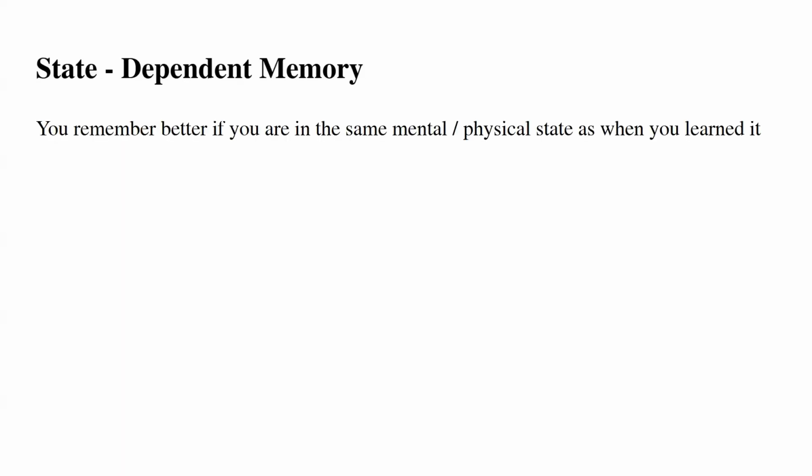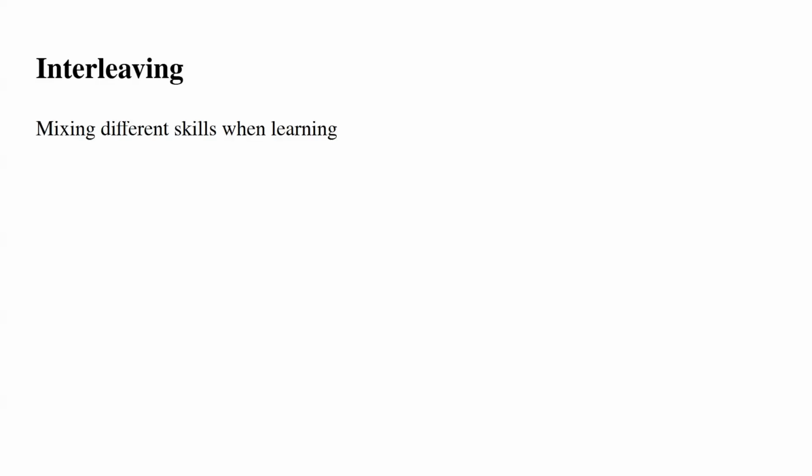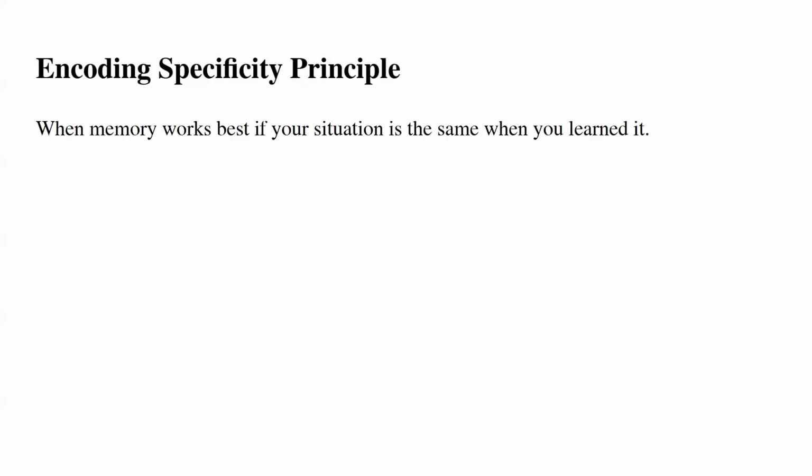State-dependent memory is when you remember better if you're in the same mental or physical state as when you learned it. Testing effect is when you remember better if you test yourself while learning. Interleaving is mixing different skills when learning. Encoding specificity principle is when memory works best if your situation is the same as when you learned it.